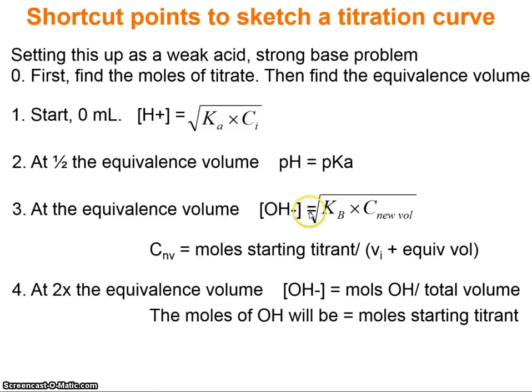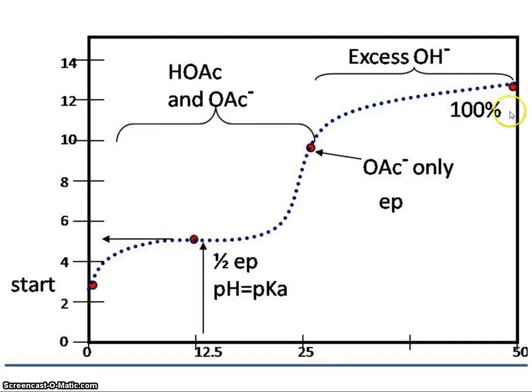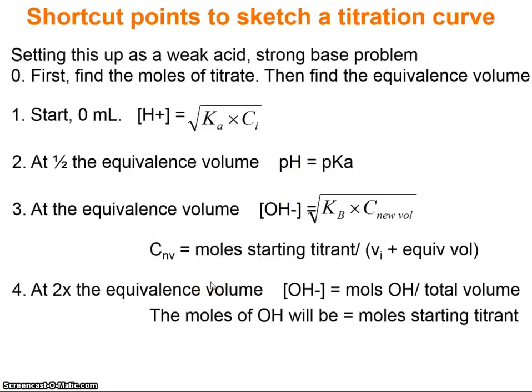At the equivalence volume, I know it's going to be basic, so I need to figure out a Kb, because I just have my base in solution, the conjugate weak base. Hydroxide ion concentration is going to be the square root of Kb times the new concentration, where the new concentration is the moles of starting weak acid divided by the initial volume plus the equivalence volume. And then I go out to a 4th point, which is at 2 times the equivalence volume. There, the hydroxide concentration is the moles of excess OH divided by the total volume.